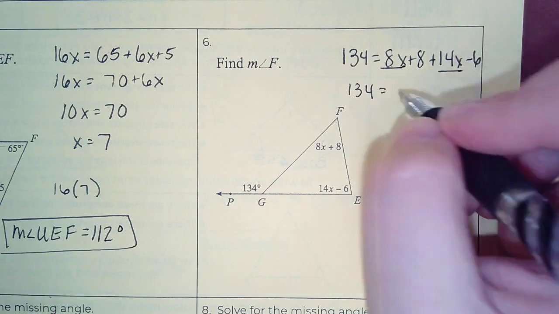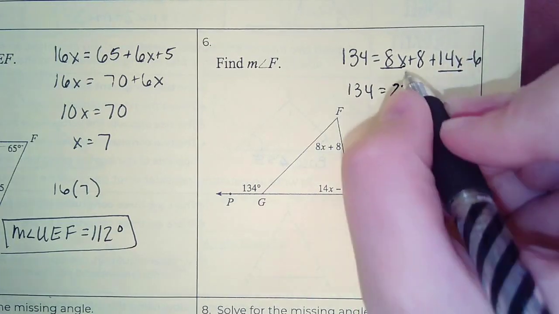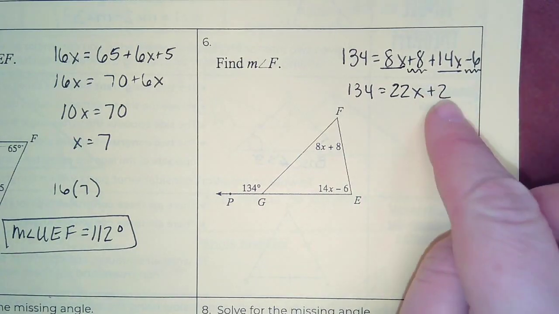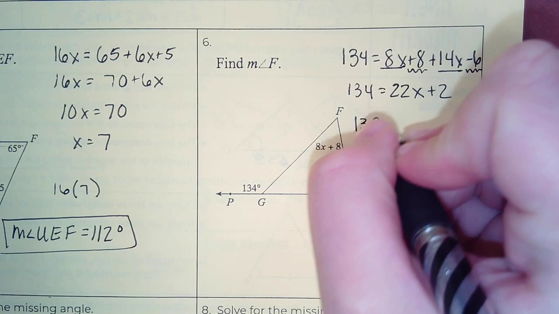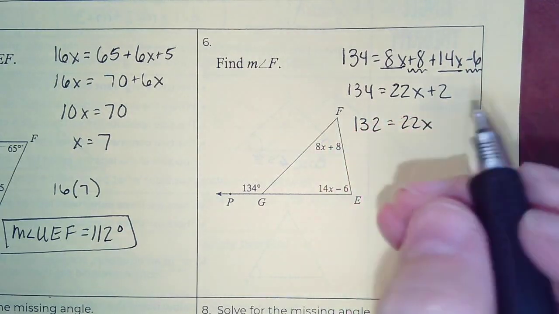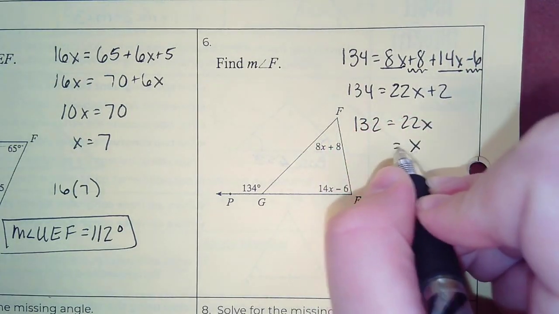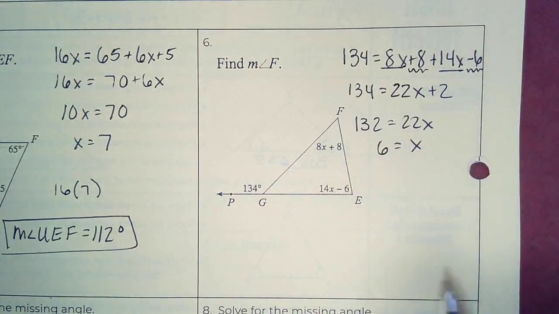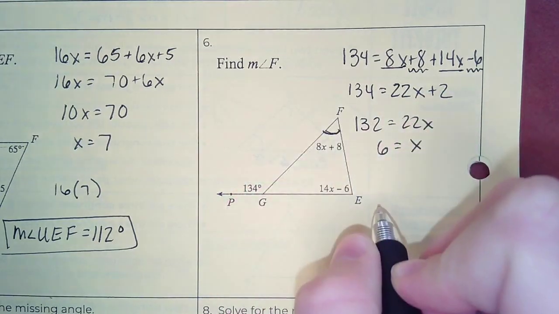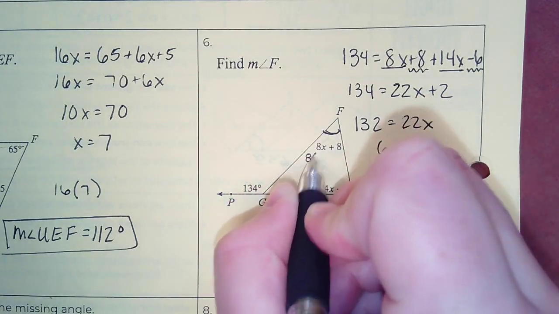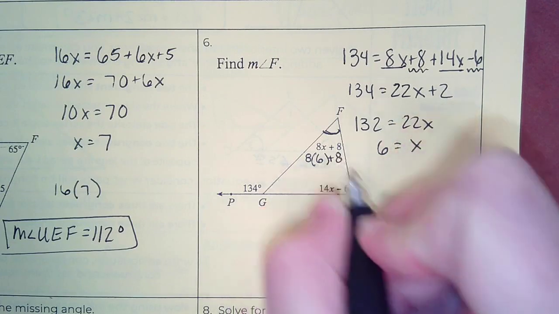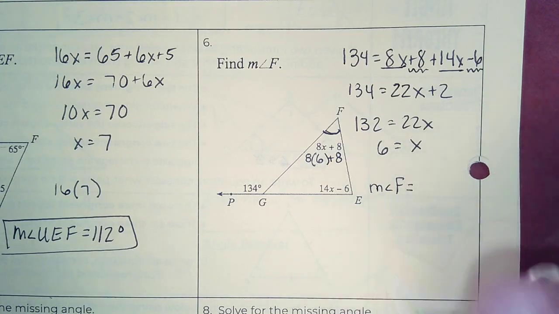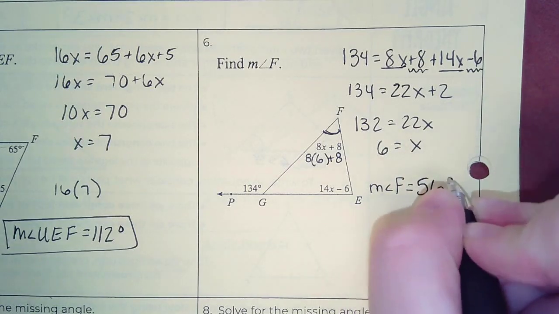8 plus 14 is 22x. Now, positive 8 minus 6 is positive 2. Move the 2 to the other side through subtraction, so 132 equals 22x. Divide by 22, so x equals 6. Now I asked you to find measurement of angle F, so I'm going to do 8 times 6 plus 8. So measurement of angle F equals 8 times 6 is 48 plus 8 more is 56 degrees.